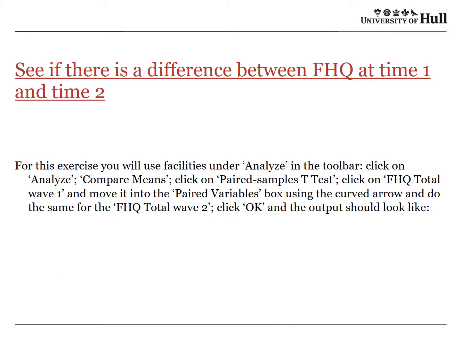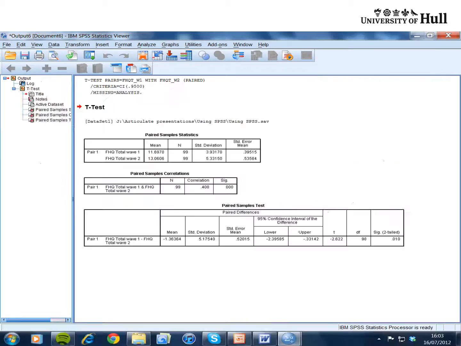Next, I want you to see if there's a difference between FHQ at time 1 and time 2. For this exercise, you will go back to using facilities under Analyse in the toolbar. Click on Analyse, Compare Means, click on Paired Sample t-test, click on FHQ Total Wave 1 and move it into the Paired Variables box using the curved arrow, and do the same for FHQ Total Wave 2. Click OK, and the output should look like this. So we'll run through that step by step with screenshots.